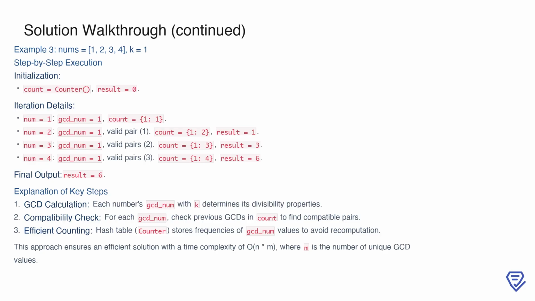The key steps in this approach involve calculating the GCD of each number with k, checking for compatibility with previous GCDs in the hash table, and efficiently counting occurrences to avoid redundant computations. This method achieves a time complexity of n*m, where m is the number of unique GCD values.